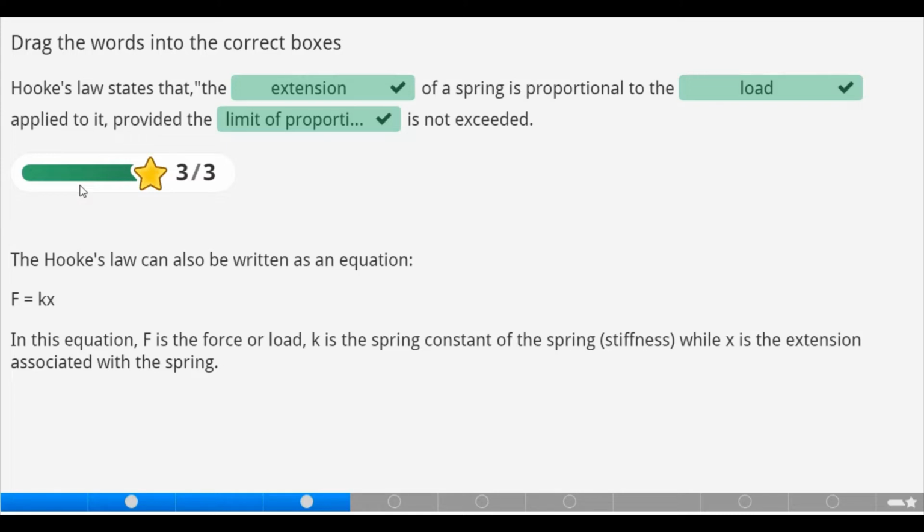Hooke's law can also be written as an equation. That is, F is equal to Kx. F is the load or the force. K is the constant of proportionality, or we can call it the stiffness constant, while x is the extension. And don't forget what the extension denotes. Extension is what? The length that we have minus the original length. That is the extension associated with the spring.